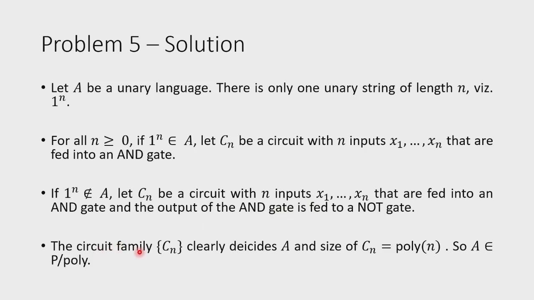So the circuit family Cn clearly decides A, and the size of Cn is also poly n because it's just one AND gate, or one AND gate and a NOT gate. So A is in P/Poly. And this was for any unary language. We did not use any special structure of A. And as you might have seen in class, there is a unary language uHalt, which is a unary version of Halt, which is also in P/Poly because it's unary, but it's undecidable.